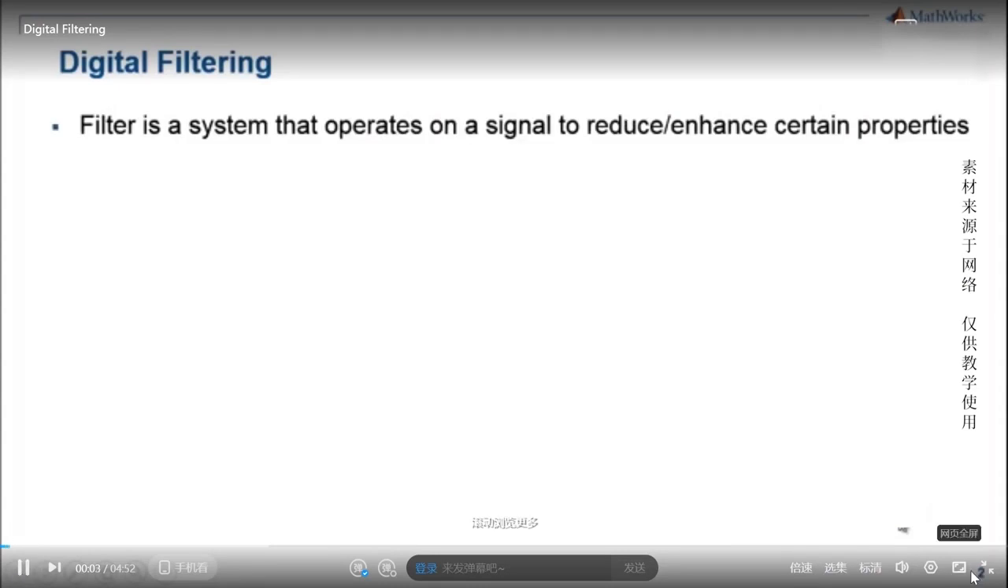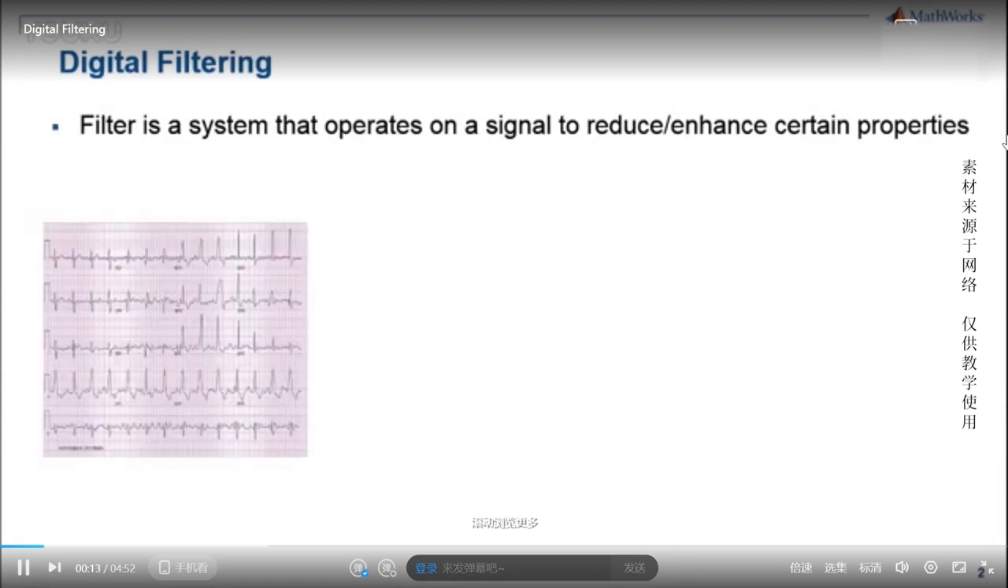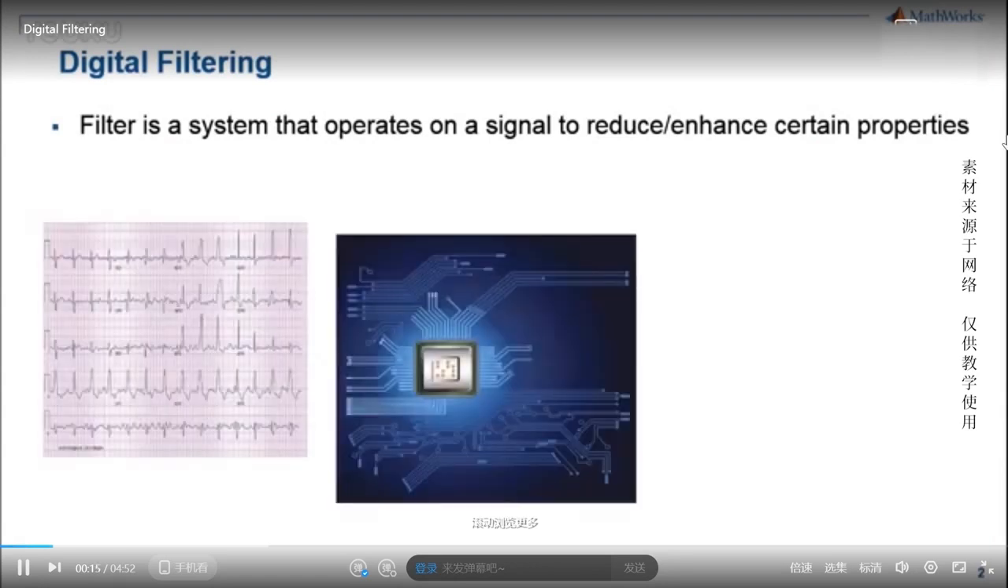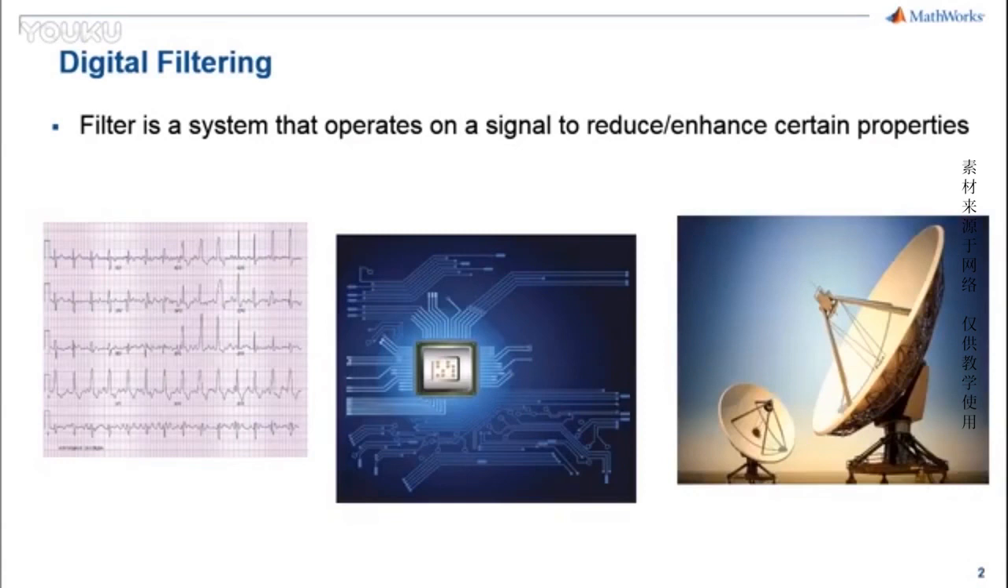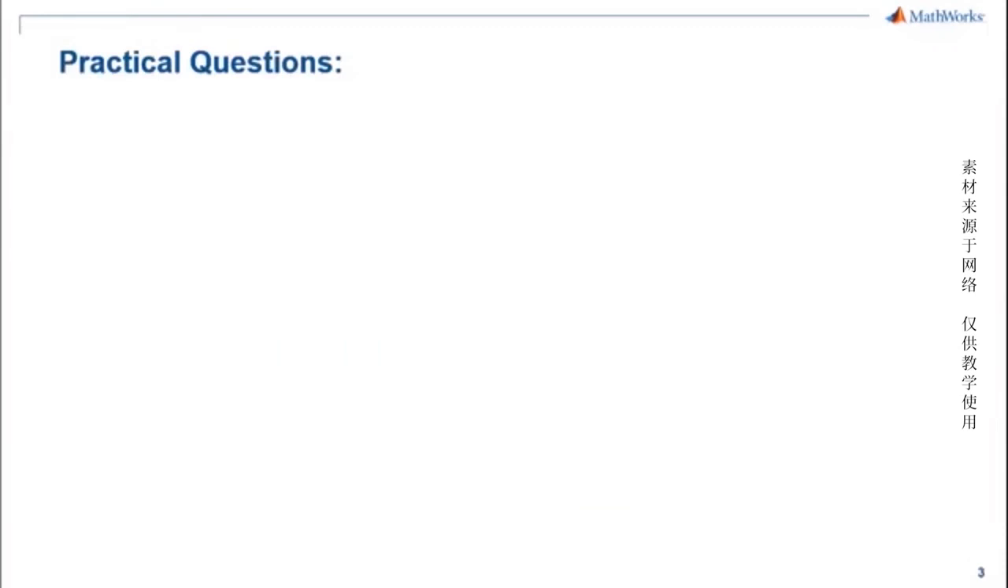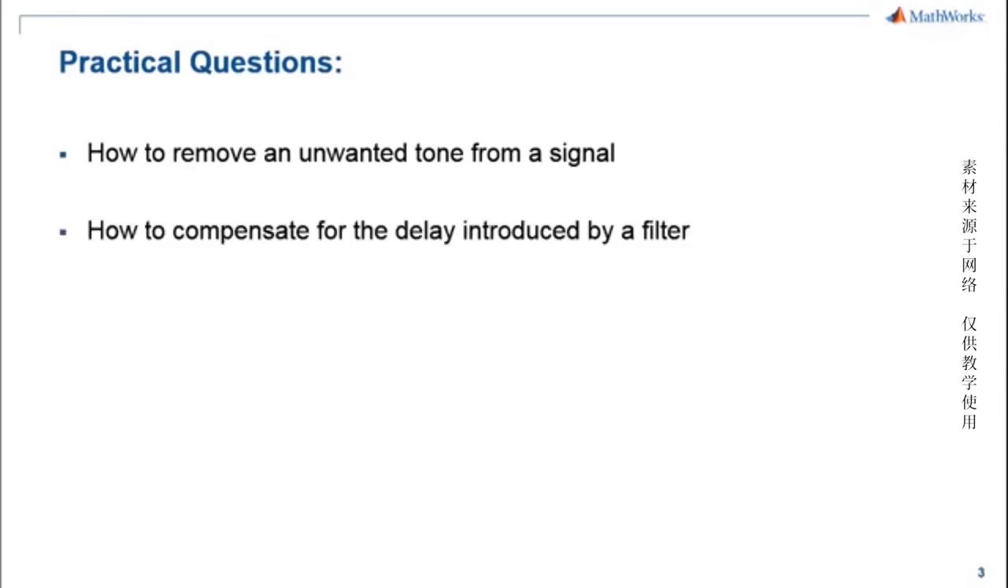A filter is a system that operates on a signal to reduce or enhance certain properties. Digital filters are widely used in multimedia, biomedical engineering, electronics, communications, and many other areas. In this video, we will see how you can design and analyze digital filters and apply it to a signal. I will provide answers to following two practical questions. How can I remove an unwanted tone from a signal? And how can I compensate for the delay introduced by a filter?